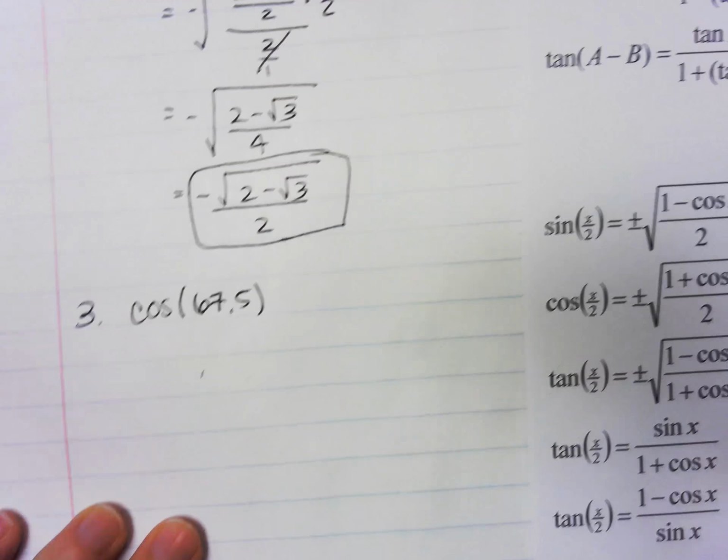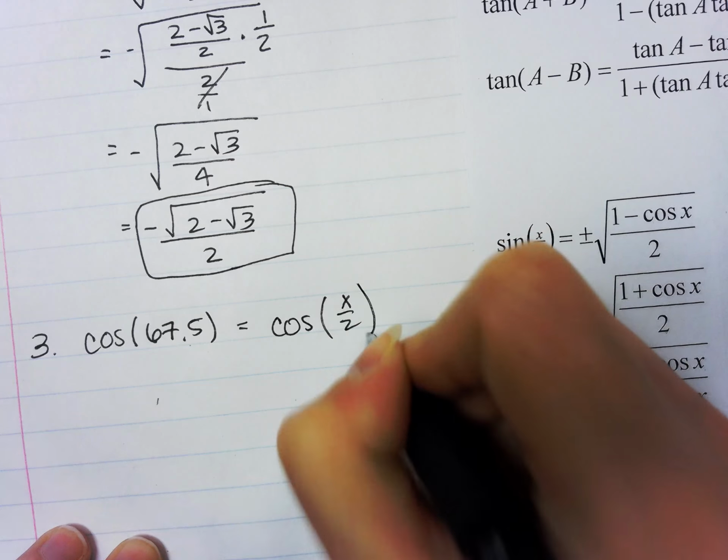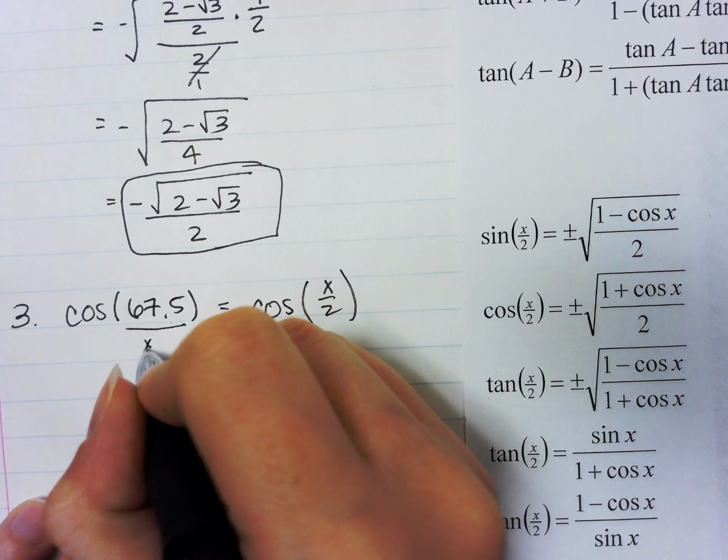So I'm going to use the cosine of x over 2 in this case, and my x value, to find that, we need to multiply that by 2.